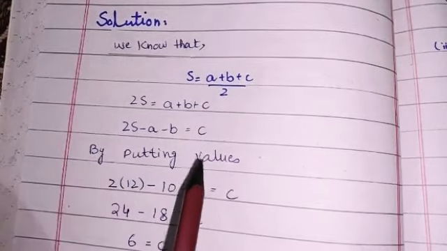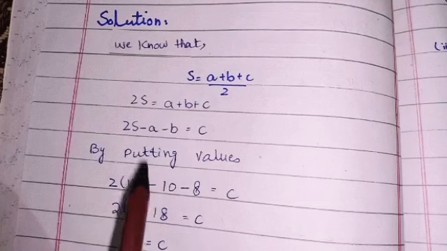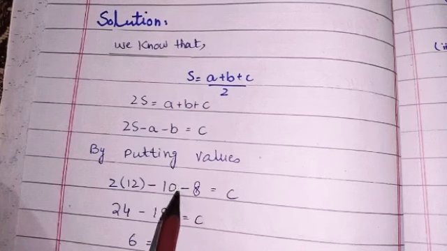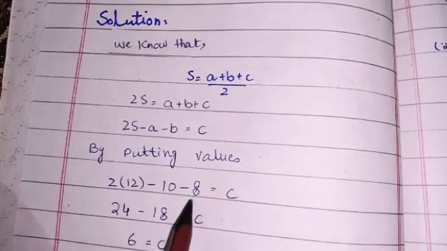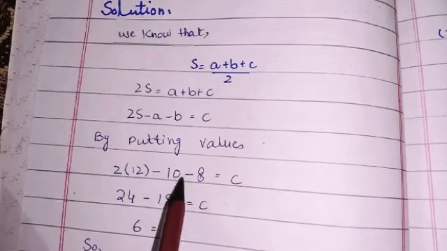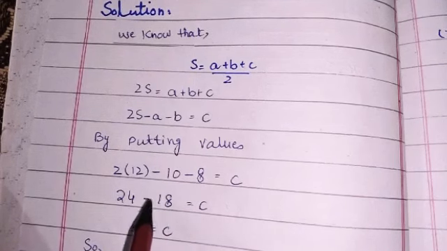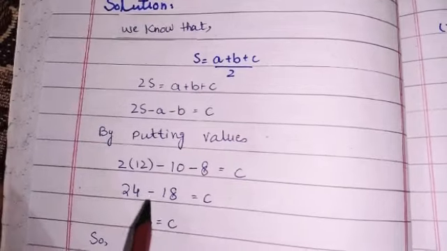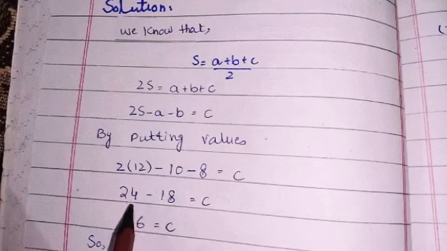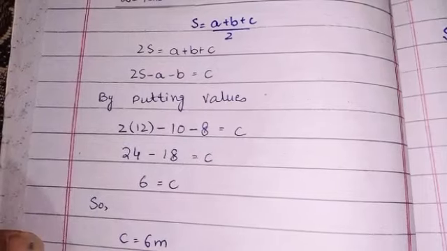Now students, by putting values, 2 as it is, S is equal to 12. So we will write 12 within bracket minus 10 is equal to 10, A is equal to 10, so we will write 10 minus as it is, and B is equal to 8, so we will write 8. 12 2s are 24, minus always plus, but the sign is of minus, as you all know, minus 10 and 8, we will got 18, but the sign is minus. 24 minus 18 is equal to C. So when we subtract 18 from 24, we got 6. So the value of C is equal to 6 meter.